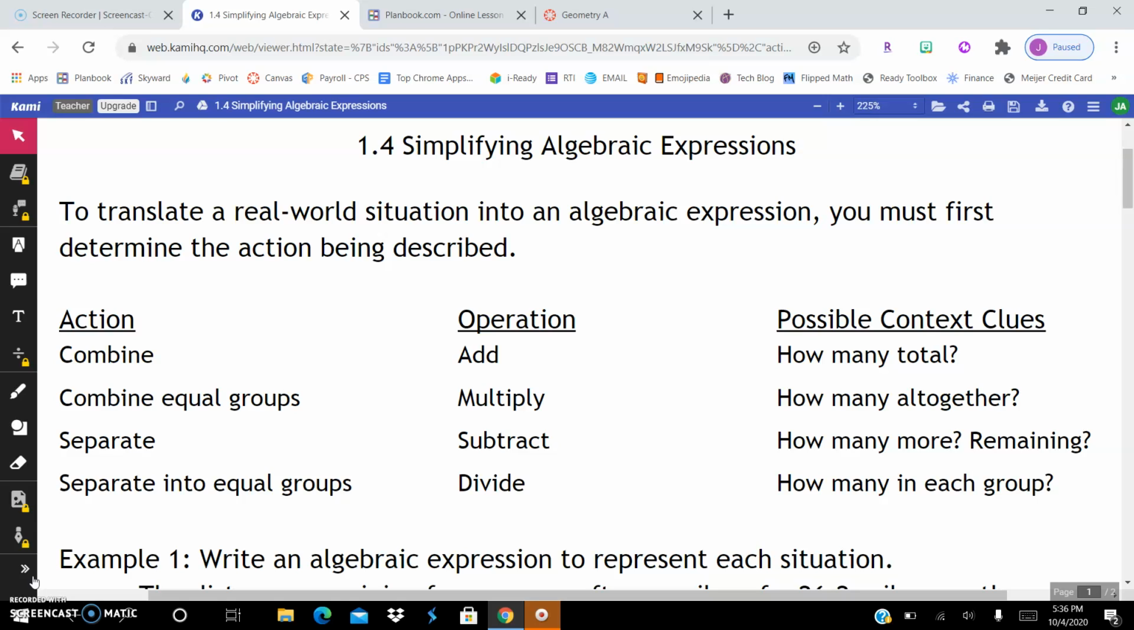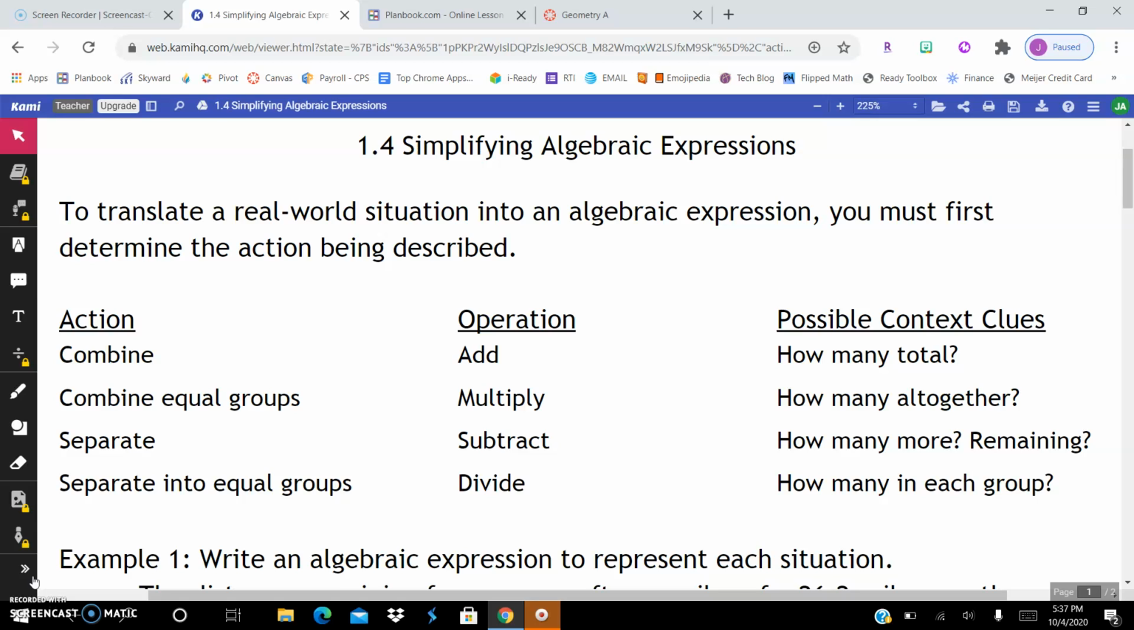So if you're going to combine, then you're going to need to add. And a question might be how many total, whatever the question's talking about, it might say how many in total do you have. And then combine equal groups means that we're going to multiply. If we have three groups of three, then we're going to have to multiply 3 times 3. And the question at the end might be how many altogether.